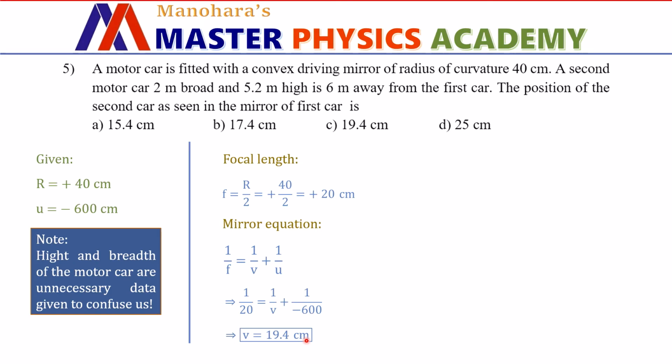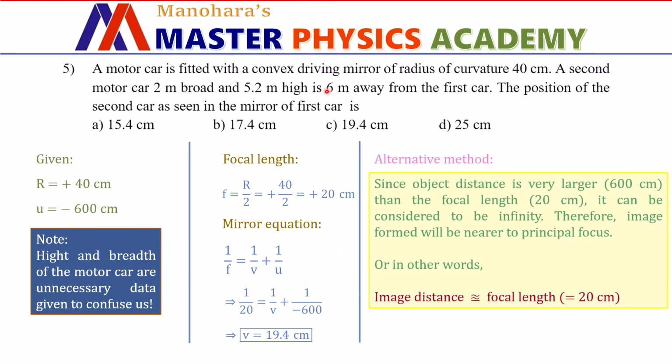Actually, there is a simple shortcut method to solve this numerical, which is based on the fact that object distance is very large compared to the image distance. So we may consider the object is placed at infinity, hence the image will be formed at the principal focus. Therefore, the image distance will be almost equal to the focal length, which is 20 centimeter. The answer nearer to this value is 19.4 centimeter. Hence the correct choice is option C.